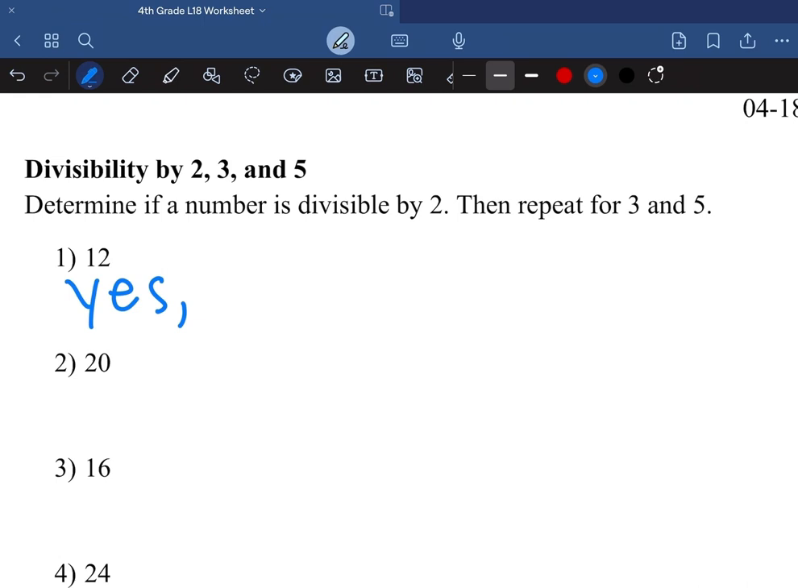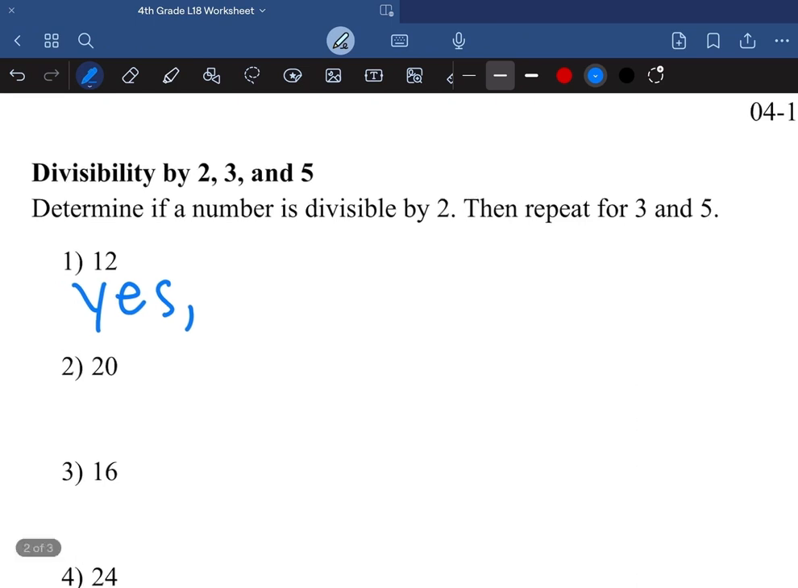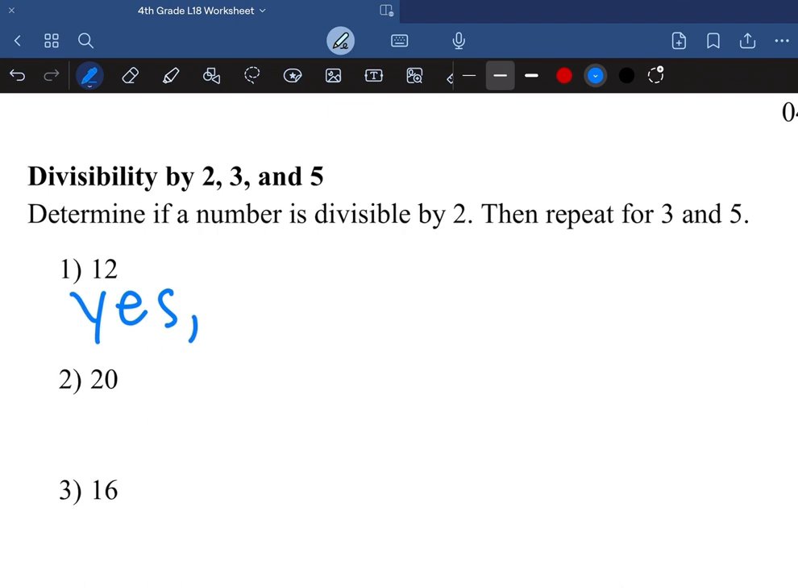It's similar for finding out if the number is divisible by 5 as well, because the rule for 5 is that if the last digit is either a 5 or a 0, then the number is divisible by 5. So for number 1, the number 12, the last digit is not a 5 or a 0, so it is not divisible by 5.